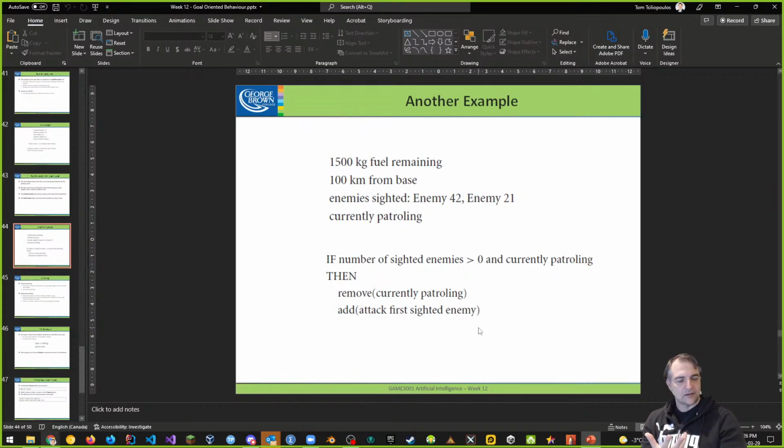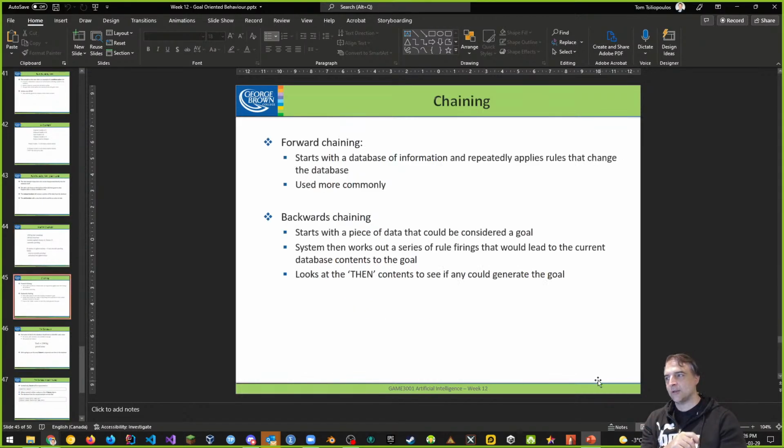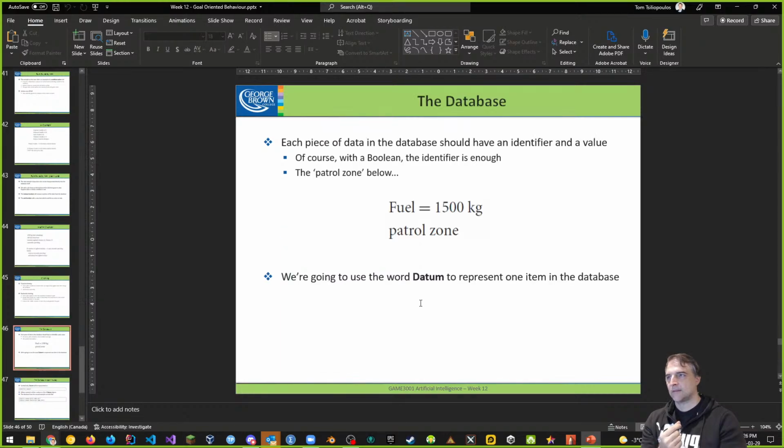But neat idea, where you kind of have a database of knowledge that's held by either the enemy or some kind of game manager. All right, backwards chaining starts with a piece of data that could be considered a goal, and then the system works out a series of rule firings that would lead from the current database contents to the goal, and looks at the contents to see if it could generate the goal. So again, not as common as something like this.